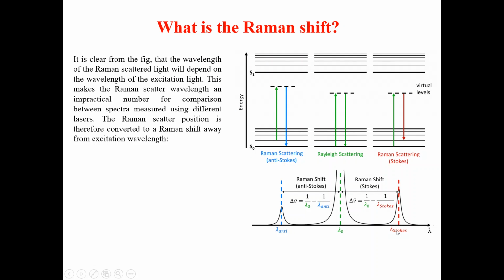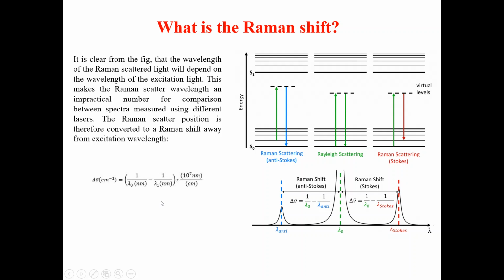So let me clarify a bit more about the Raman shift. So here you can see in the figure. By having a clear look at the figure, you can easily clarify your concept that the wavelength of the Raman scattered light will depend on the wavelength of the excitation light. So this makes the Raman scatter wavelength an empirical number for comparison between the spectra measured using different lasers. So the Raman scattering position is therefore converted to a Raman shift away from the excitation wavelength.